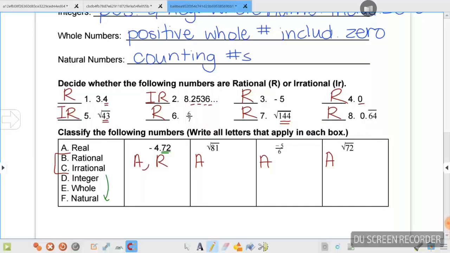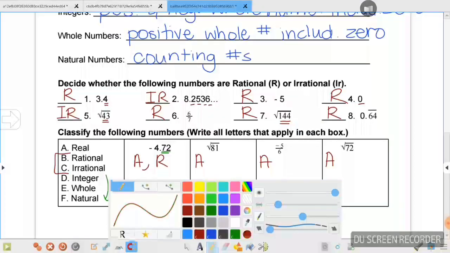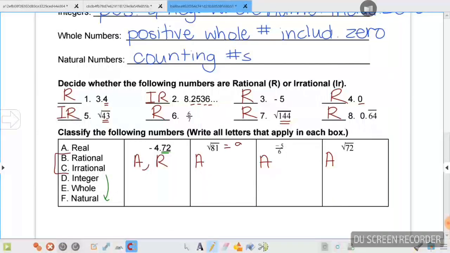All right, square root of 81 is real. It's also a perfect square whose square root is 9, so it's rational. Now, since it's rational, we go on to see if it's an integer. It is a positive or negative whole number including zero, so it's an integer. It is a whole number, and if I started counting, I would count to 9, so it's a natural number.